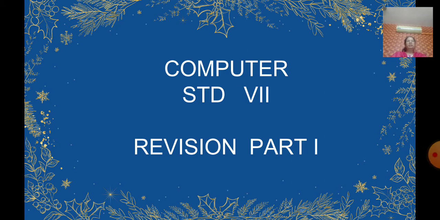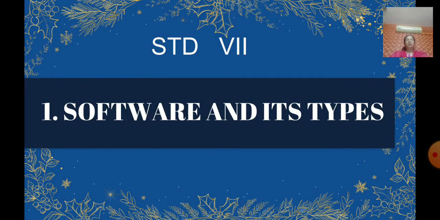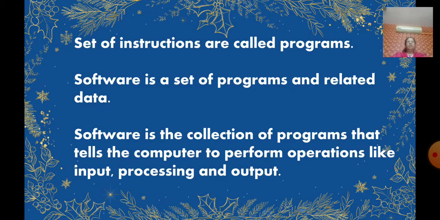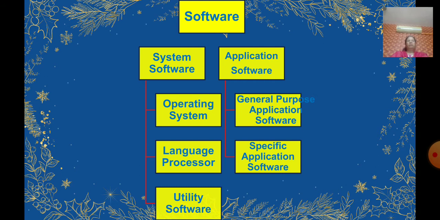In this session, we will start revision part 1. We will start from lesson number 1, that is software and its types. Software is a collection of programs that tells the computer to perform operations like input, processing and output. Software is of two types: system software and application software. System software includes operating system, language processor and utility software. Application software includes general purpose application software and specific application software.